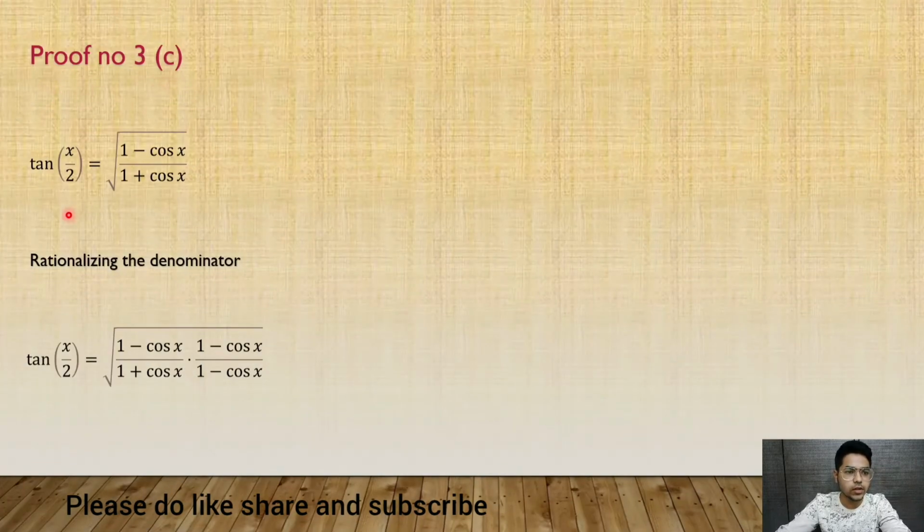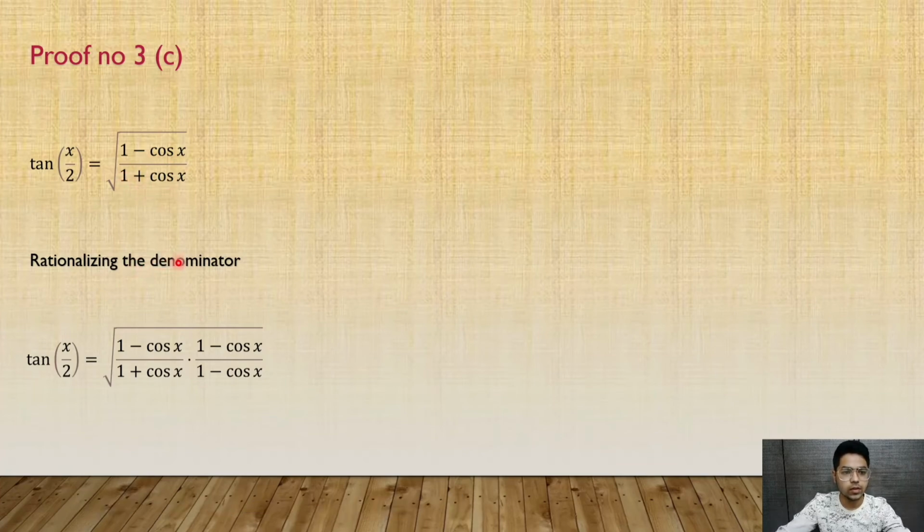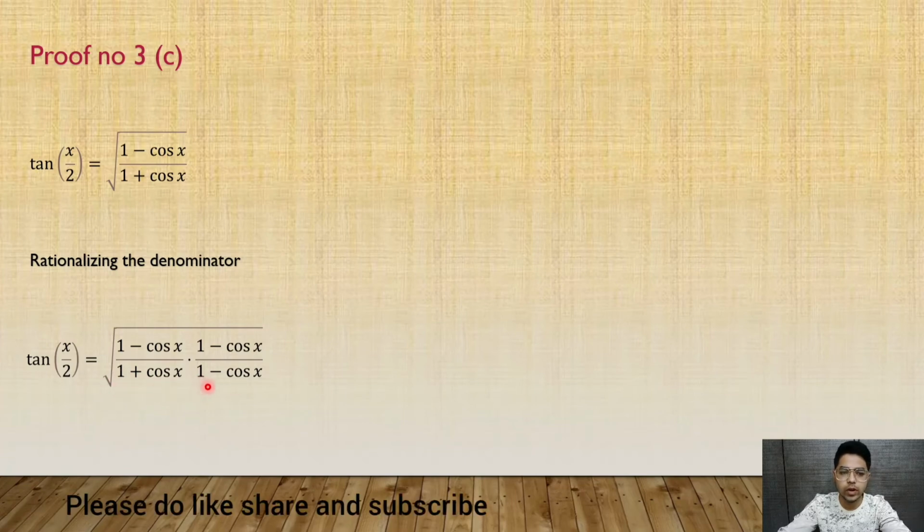proof number 3, part C. Tan of x by 2 is equal to under root of 1 minus cos x divided by 1 plus cos x. Now rationalizing by using the numerator. I have by mistake written here denominator; it is the numerator. So now we are multiplying and dividing by 1 minus cos x. So tan of x by 2 will be equal to under root of 1 minus cos x in one bracket and another bracket 1 minus cos x, and completely divided by 1 plus cos x into 1 minus cos x.